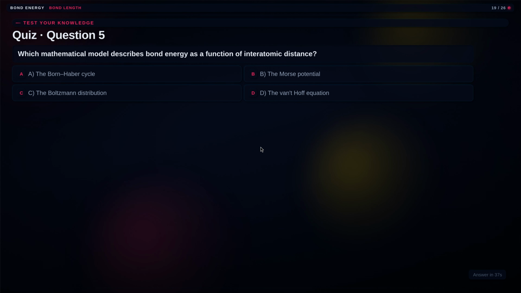Question 5. Which mathematical model describes bond energy as a function of interatomic distance? Option A. The Born-Haber cycle. Option B. The Morse potential. Option C. The Boltzmann distribution. Option D. The Van't Hoff equation. Think about which model involves an energy well curve.